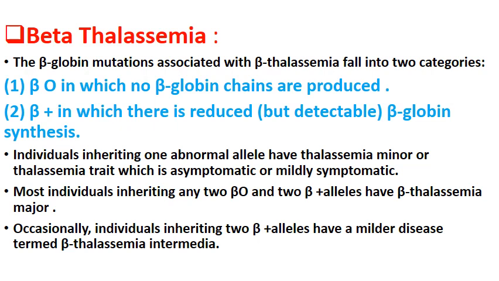An individual who inherits one abnormal allele has thalassemia minor, also called thalassemia trait. Those patients are basically asymptomatic or mildly symptomatic. Most patients who inherit 2 beta 0 alleles, or a beta 0 and a beta plus allele, meaning mutations in 2 alleles, have beta thalassemia major. Occasionally, individuals who inherit 2 beta plus alleles have mild disease termed beta thalassemia intermedia.